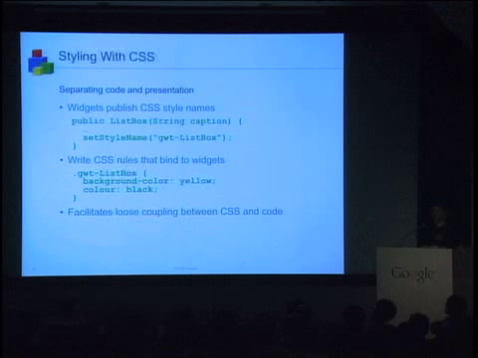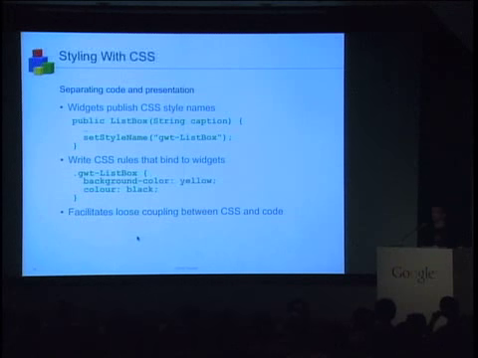Also, styling with CSS is very important. Google Web Toolkit believes in separating the code from the presentation. So widgets publish CSS style names. You'll see here a list box publishes this CSS style name. And then you write a CSS rule which matches that. So this facilitates loose coupling between the CSS and the code. Separation of presentation and code.